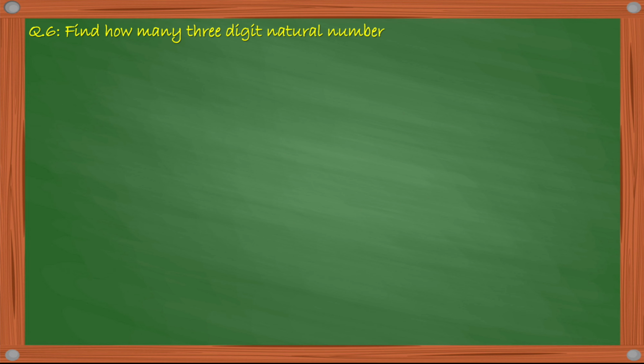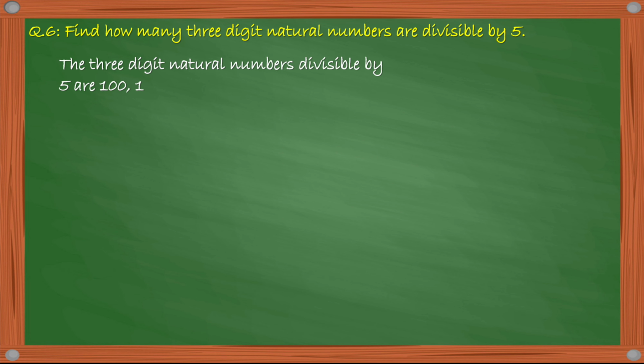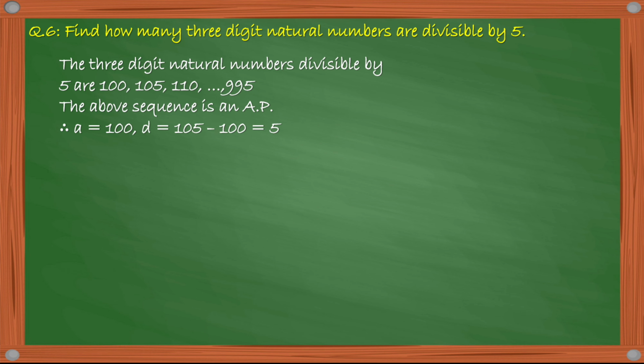Your question is, find how many 3-digit natural numbers are divisible by 5. So 3-digit natural numbers start from 100. The 3-digit natural numbers divisible by 5 start at 100, and the last 3-digit natural number divisible by 5 is 995, which means the sequence is an AP because the common difference between two terms is 5. So your A is 100, D is 5, and your last term, that is Tn, is 995.